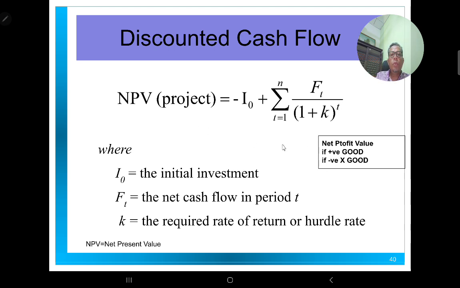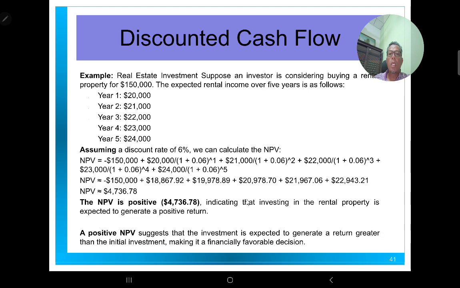So if you put in all the values and the NPV is positive, that means it's a good investment. You base it on the value of the calculated formula. If it produces a positive value, it's good, so you can implement the project. Where I0 is the initial investment, FT is the net cash flow in period T, and K is the required rate of return or the hurdle rate. So this is an example of discounted cash flow, a numeric decision method.